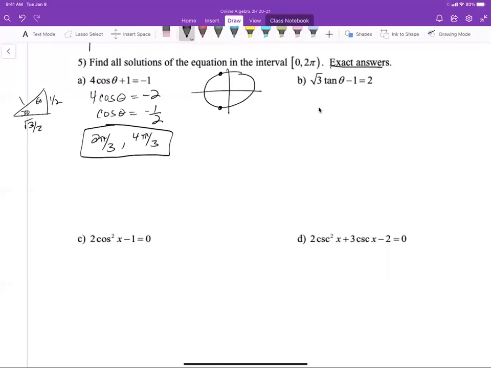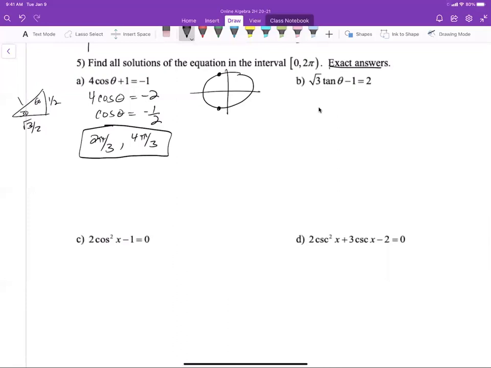Next one, I have tangent. I'm going to isolate the tangent theta by itself. I'm going to add 1 to both sides of the equation. When I do that, this will simplify into square root of 3 tangent theta is equal to 3. I will then divide both sides by square root of 3.